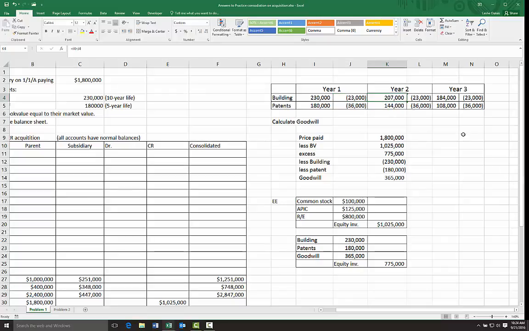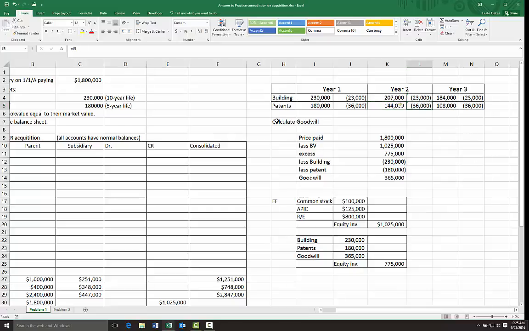As we use that asset up year after year, the balance that we need to worry about goes down. For the patent, it started out with $180,000. This is 180 divided by 5. So that's the expensing of that patent that we need to do in the first year. Here's 144, our balance, additional expensing, etc.